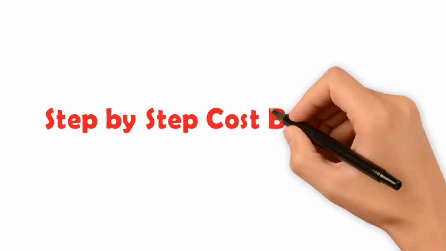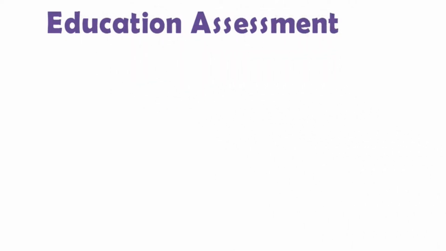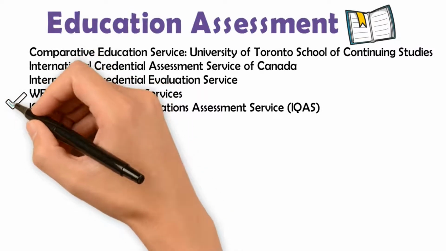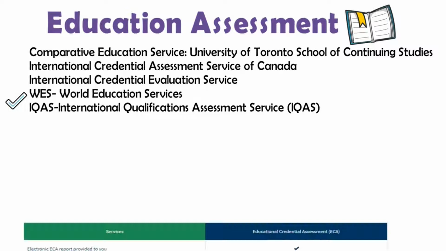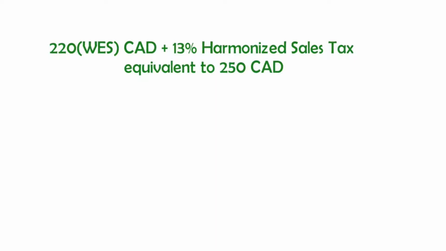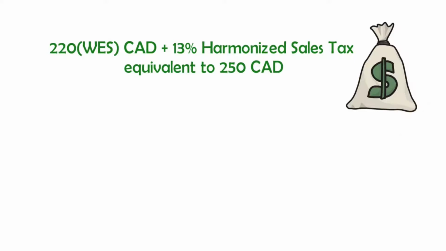Now let us talk about the step-by-step cost breakdown for applying for your Canadian PR. You need to get your education assessment done for foreign education. This evaluation can be done by various independent companies listed below. I am considering WES as an example. If we check the WES website, the amount for getting your degree evaluated is $220 Canadian. Plus, you'll pay 13% harmonized sales tax on top of that, which comes to $250 Canadian.